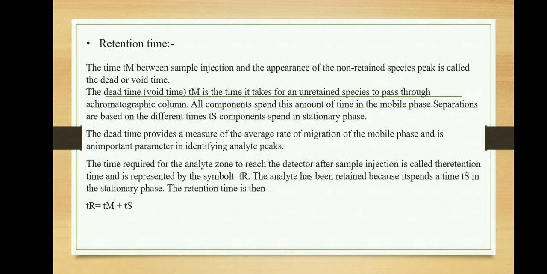Another term here is retention time. Retention time is the time taken by the solute to come out of the column. There is also something called dead time or void time, which is tM. Sometimes people call that the mobile phase time, because that is how long it takes an unretained species to get through the column. Retention time tR is the actual time that each analyte is retained on the column. So time in mobile phase plus time in stationary phase equals total retention time.